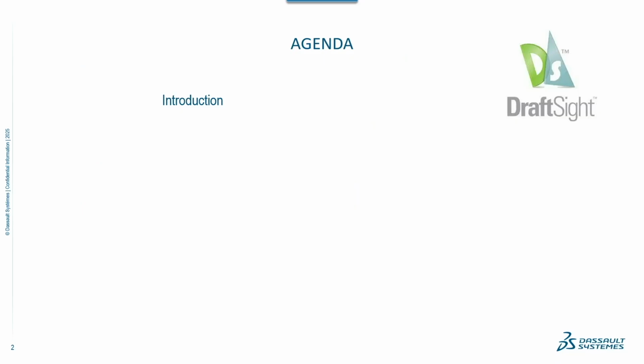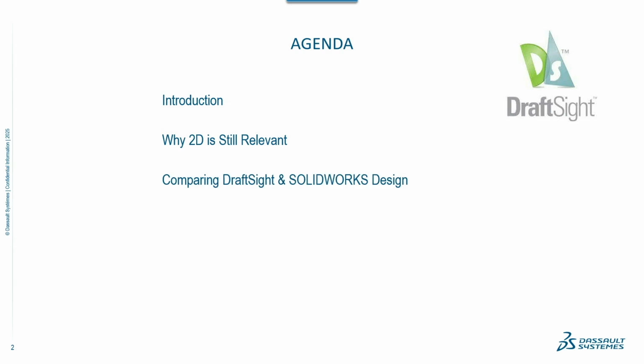So we're going to have a little introduction. We're going to talk about why 2D is still relevant, perhaps not as relevant after the session this morning, but hopefully it's still going to be around for a little while longer. We're going to do a little comparison between DraftSight and what we now call SolidWorks Design, which is the CAD software. We're going to talk some techniques in order to work with DraftSight, and we're going to do some example use cases. And before I get started, let me kind of poll the audience and maybe set some expectations.